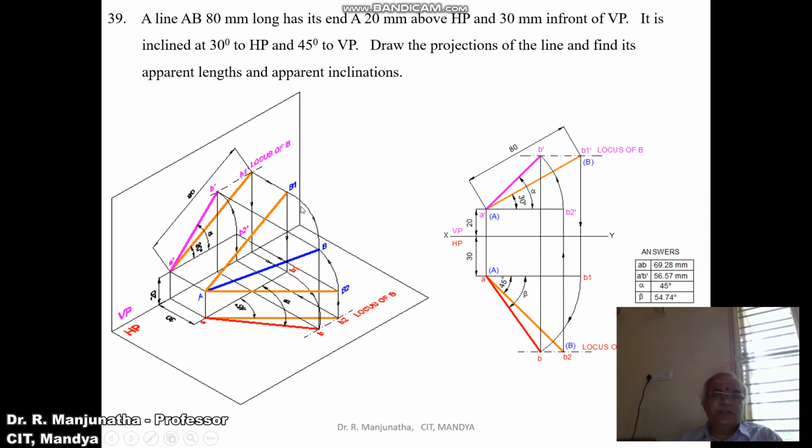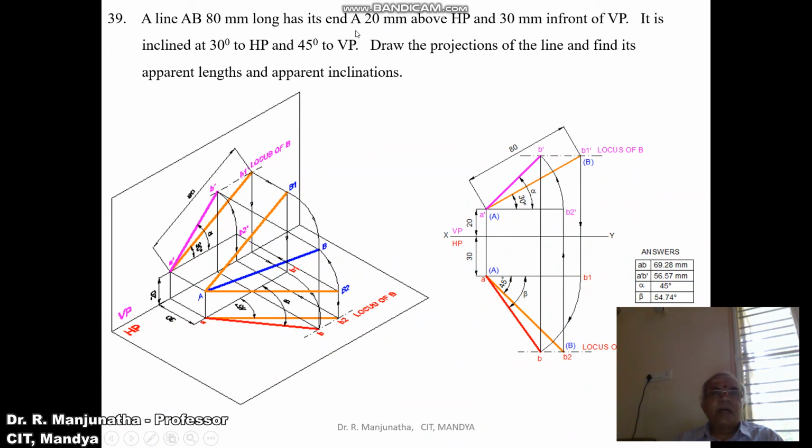First, we are going to try to analyze this. So here, the problem says above HP and in front of VP, so obviously, it has to be in the first quadrant. Henceforth, whatever we do, the problems will always be in the first quadrant because the syllabus says it is the first angle projection. So end A is 20 mm above HP and 30 mm in front of VP.